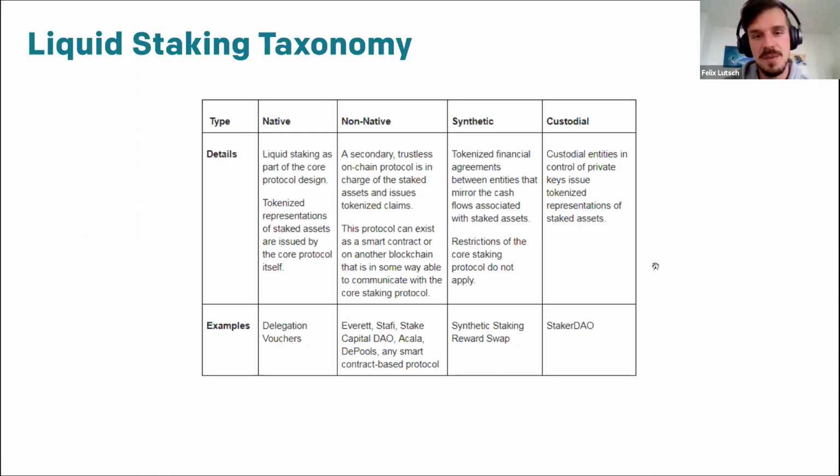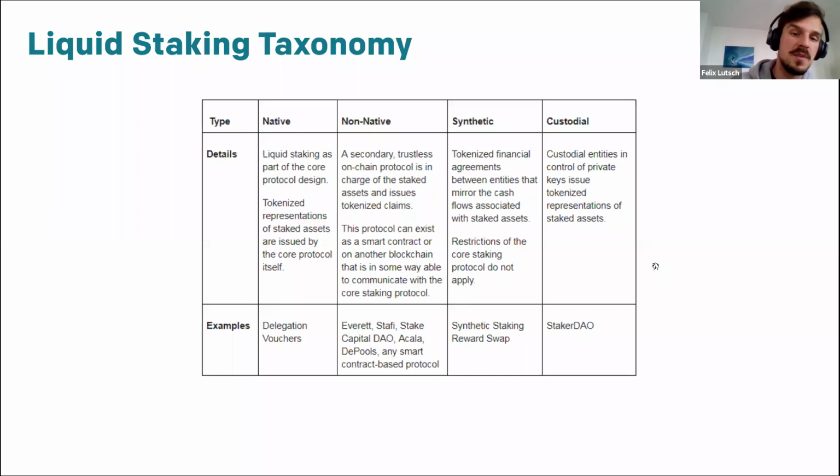The idea being we try to separate it a bit to account for some of the differences in the implementation. So for example, native is really if the liquid staking, also the tokenization, is part of the core protocol design, meaning the staking protocol does issue these representations and there's no secondary smart contract or other thing needed to do this.